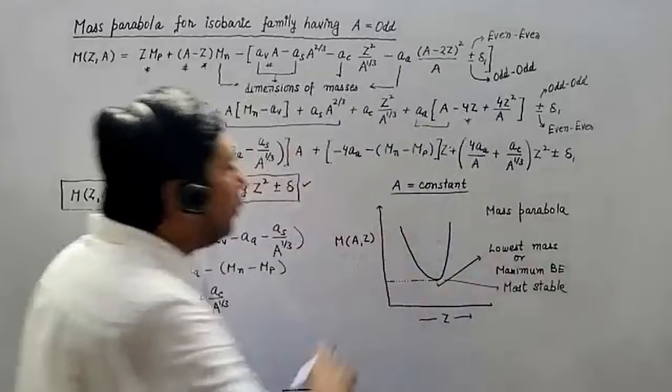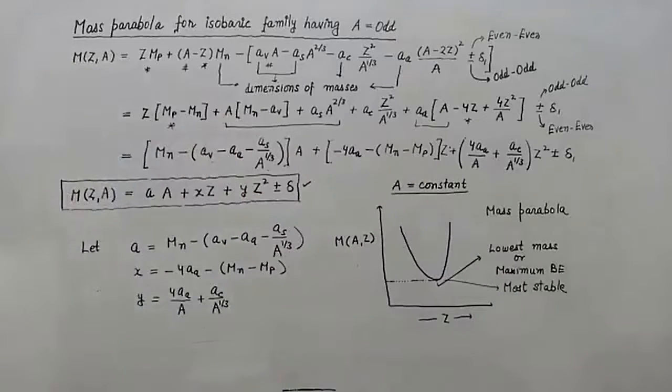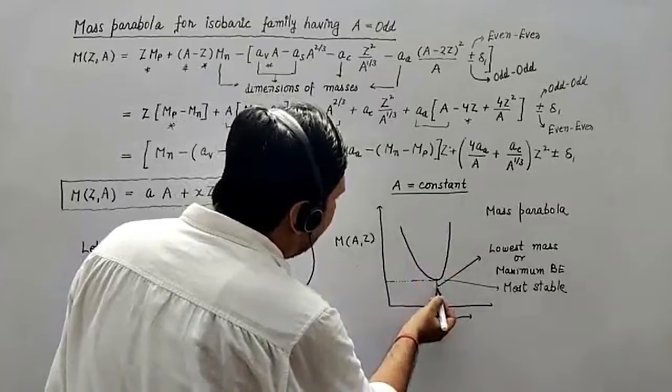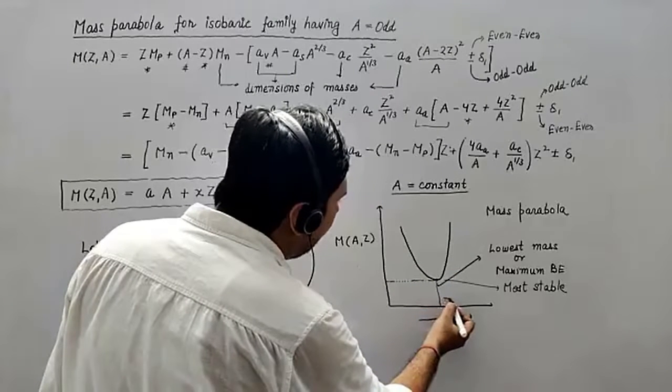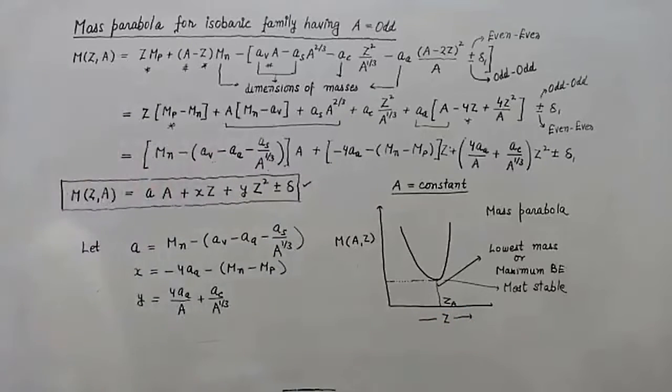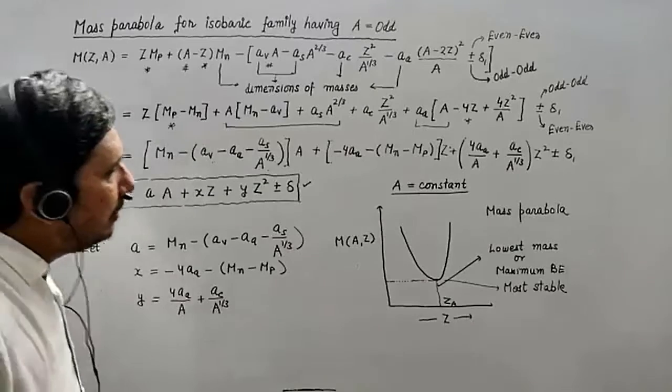One of the importance of this mass parabola is that we can find out the most stable nuclei with the help of this. A number is fixed. Now, what will be the Z_A number of this most stable nuclei? Suppose Z_A is the charge number or atomic number of the most stable nuclei. How can we find it? It is easy to find.